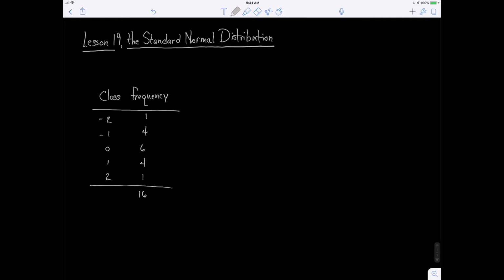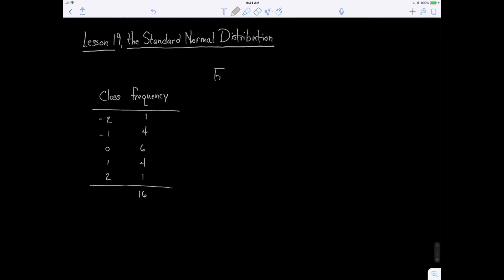So we're going to take a moment and develop the idea, and then probably in the next video, we're actually going to see how we can utilize the idea. So here we go. I have this frequency distribution here with classes and the frequency, and we're going to do a few things with it.